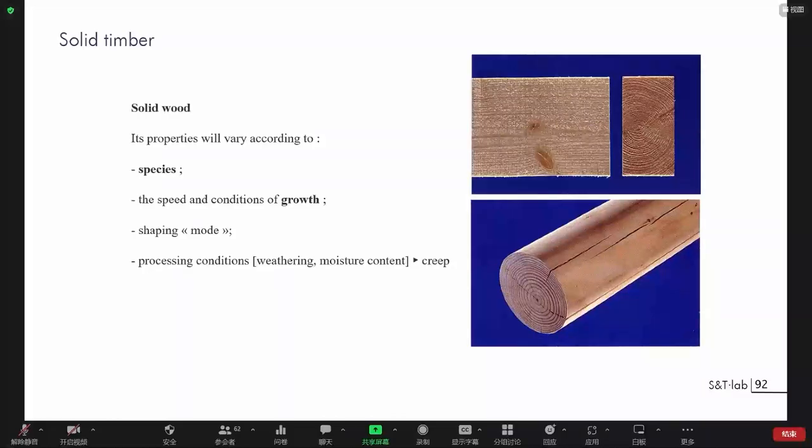Now, what about design strategy using timber products? The first idea is to use solid timber, with properties depending on species, growth, and shaping modes, if you are cutting the fibers or not when sawing or reworking the surface of timber.